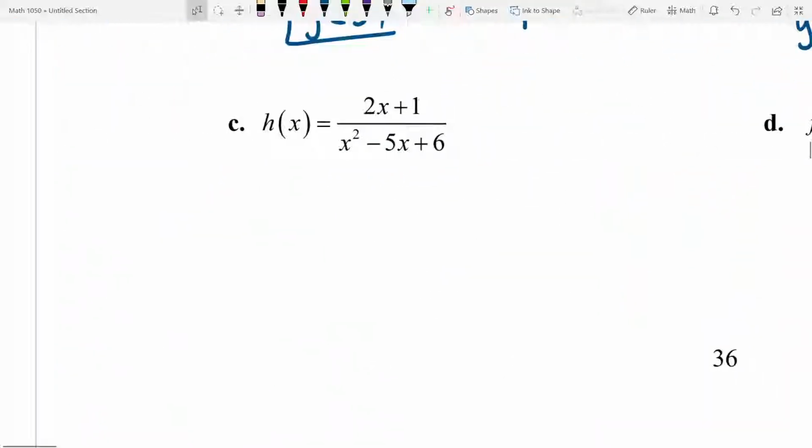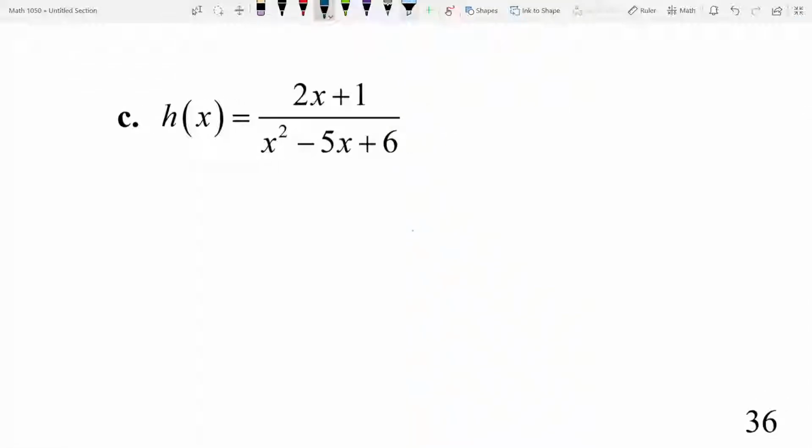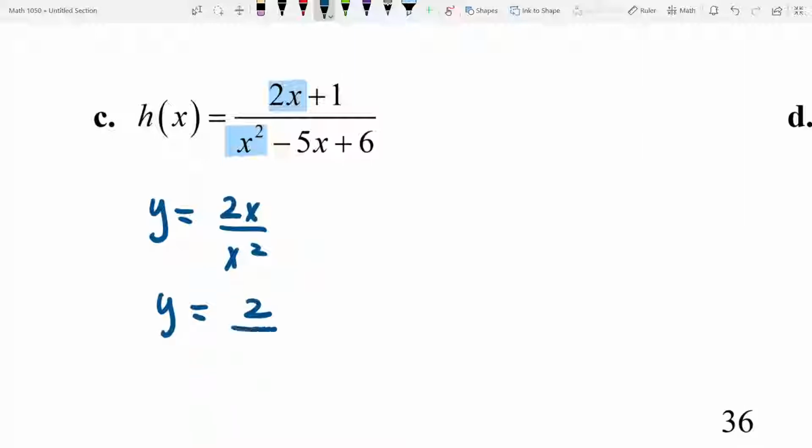Okay, here we go with question C. Find the horizontal asymptote. So it's biggest over biggest. Now this one's tricky. Look, I have a 1 here and a 2 here on my exponents. So everybody write y equals 2x over x squared. Now I want you to reduce it. So that gives you y equals 2 over x.